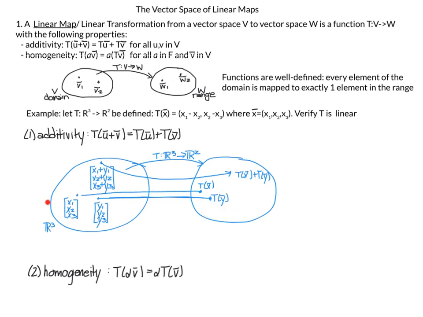Over here in our R3 vector space, we can add x to vector y, and we get our x plus y vector. When we transform it according to our linear transformation, our result should be the same as if we add this vector, T of x, plus T of y in this vector space. And that's what it means to be linear, as well as having the homogeneity property.